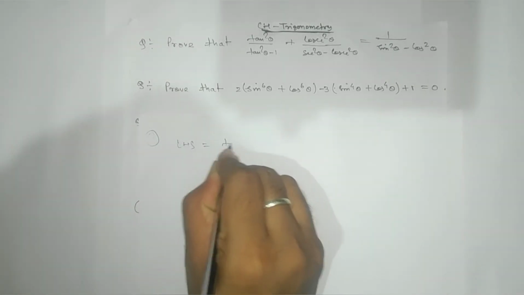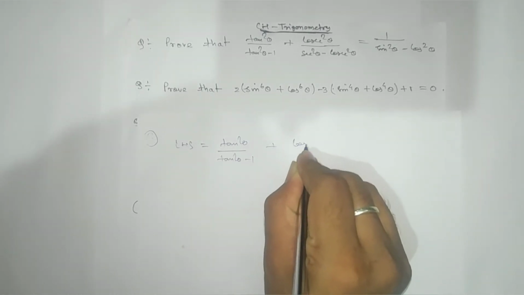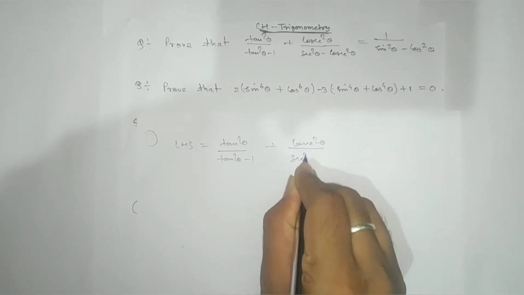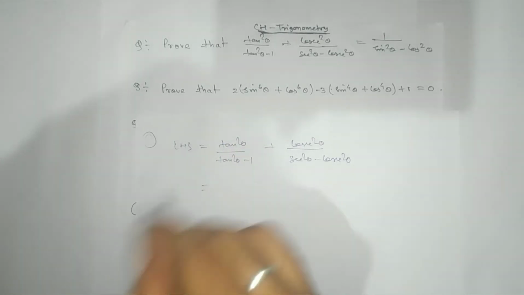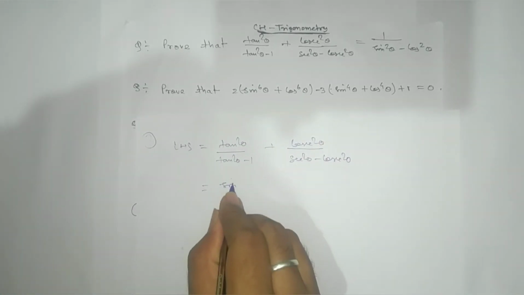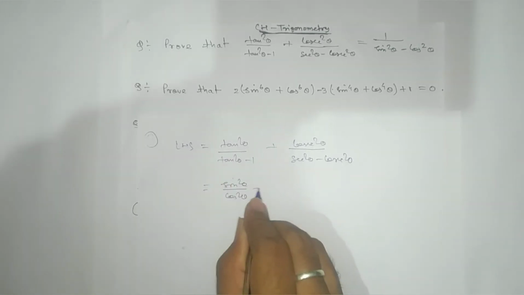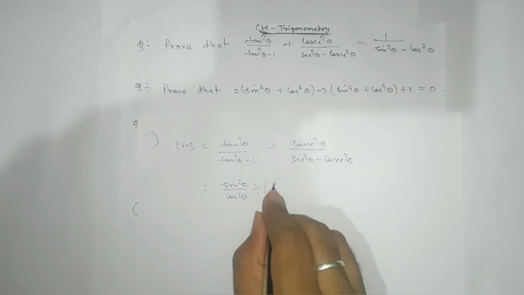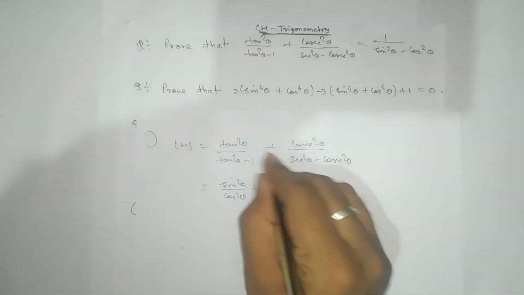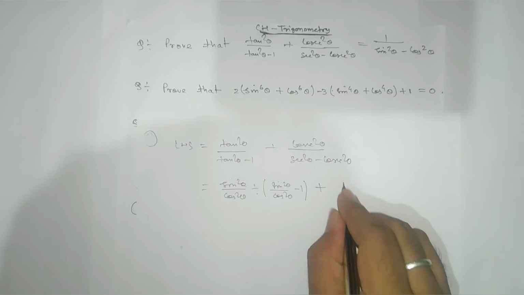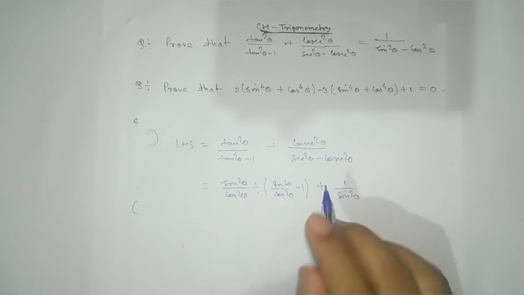What we have is tan square theta by tan square theta minus 1 plus cosec square theta by sec square theta minus cosec square theta. Now we'll convert this part. Tan theta can be written as sin theta by cos theta, so tan square theta would be sin square theta by cos square theta. This is in divide form, so we'll take the bracket here. We'll get sin square theta by cos square theta minus 1, and plus cosec square theta can be written as 1 by sin square theta. Why? Because cosec theta is 1 by sin, the reciprocal of sin.